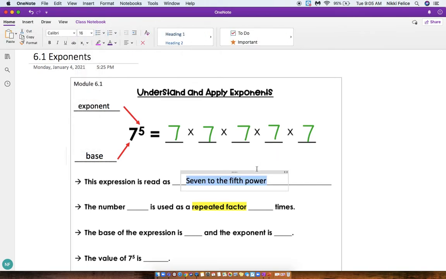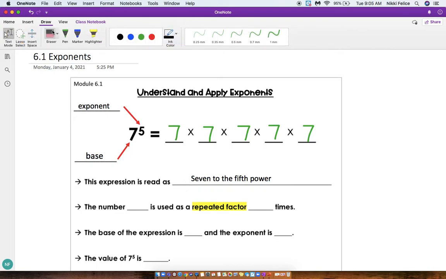And now, whatever your exponent is, that's what power it's going to be. So if your exponent is a 4, it's going to be the 4th power. If your exponent is 12, it's going to be to the 12th power. So we read it as 7 to the 5th power.